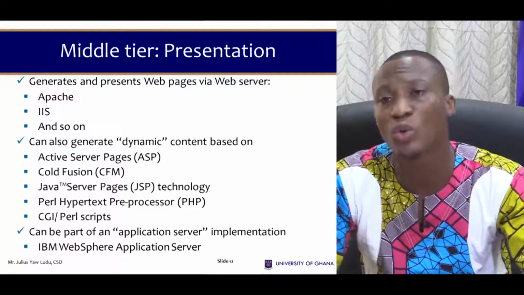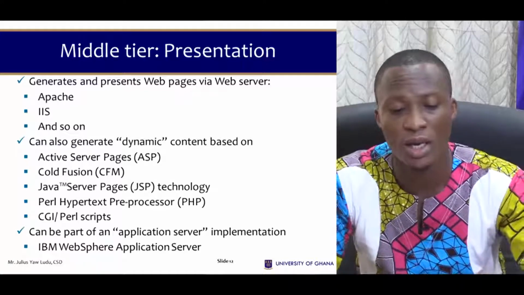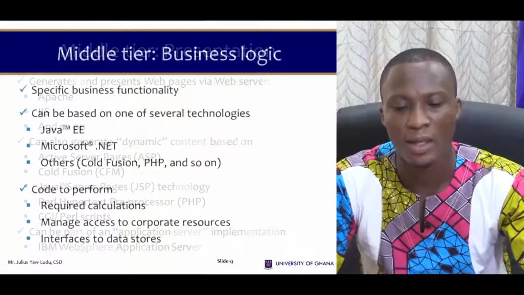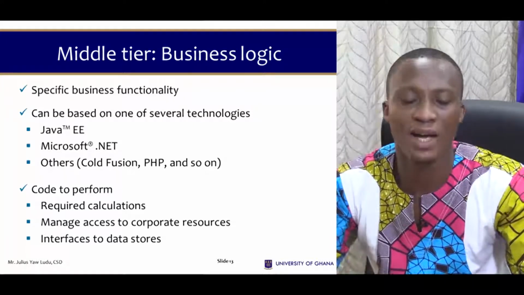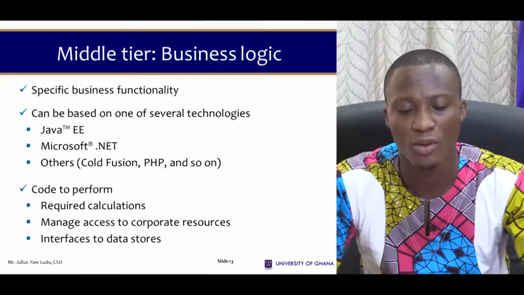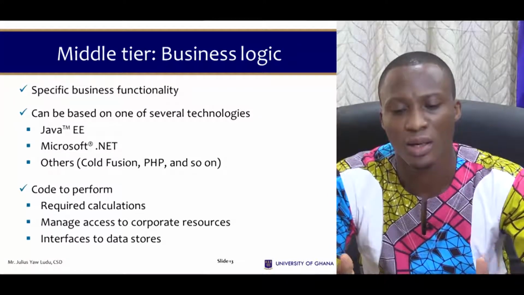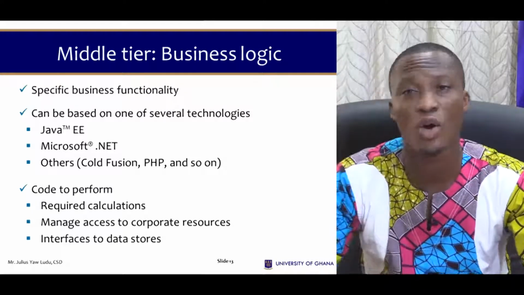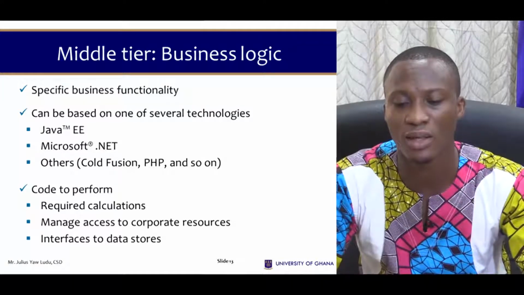Here we also have some dynamic content, that has to do with Active Server Pages, ASP, ColdFusion, and Java Server Pages. Then for the business logic, which is the application server, we have Java, we have Microsoft, and also PHP, ColdFusion, and many more. This business logic basically specifies the business functionalities of an organization. So once you have that, you can put that into the application server.